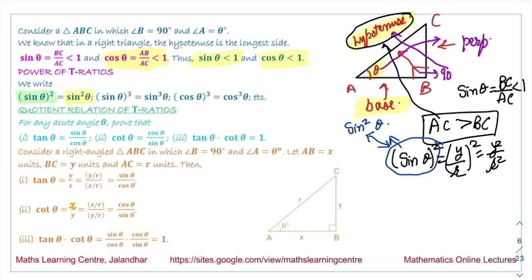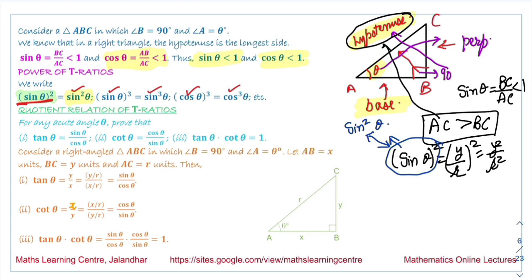In general, when we are writing something, we write it in this form. Similarly, if I am talking about cos cube theta, we can write it in this form, cos theta whole cube, that is equal to cos cube theta. So these are equivalent notations. You can use any of these.